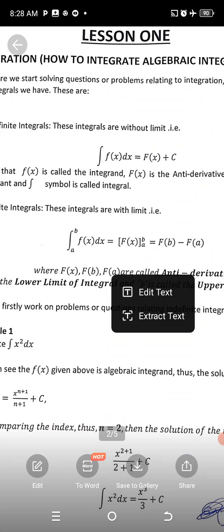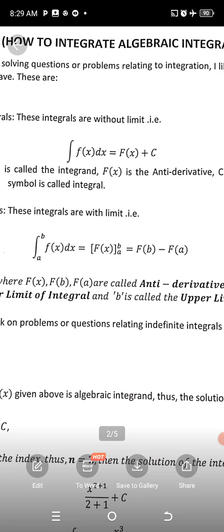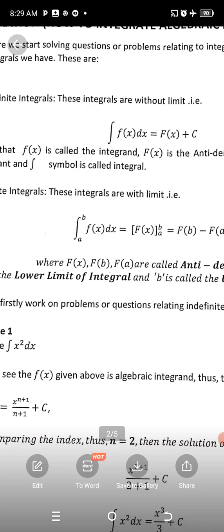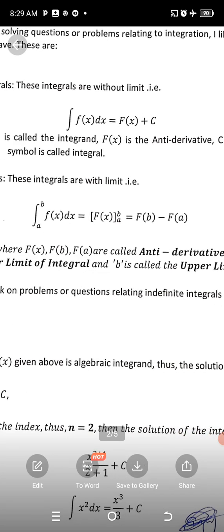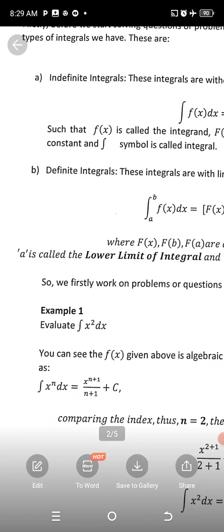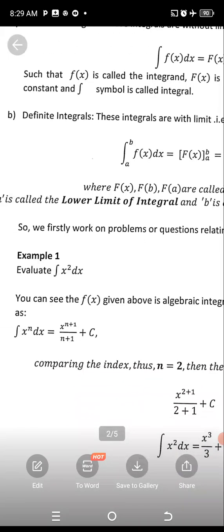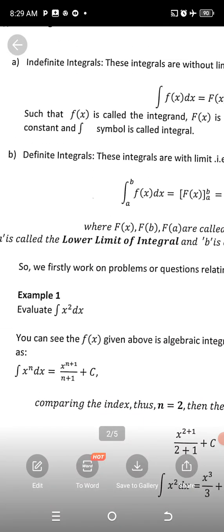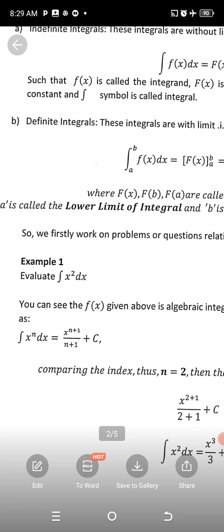That is the value of the antiderivative with respect to the upper limit, minus the value of the antiderivative with respect to the lower limit. So F of x is the antiderivative of the actual question, and F of b and F of a are also antiderivatives, but with respect to the upper limit and the lower limit. With this, the first thing we are going to work on is the indefinite integral, and you can see that example one is a typical example of an indefinite integral, because the integral given is without bounds.